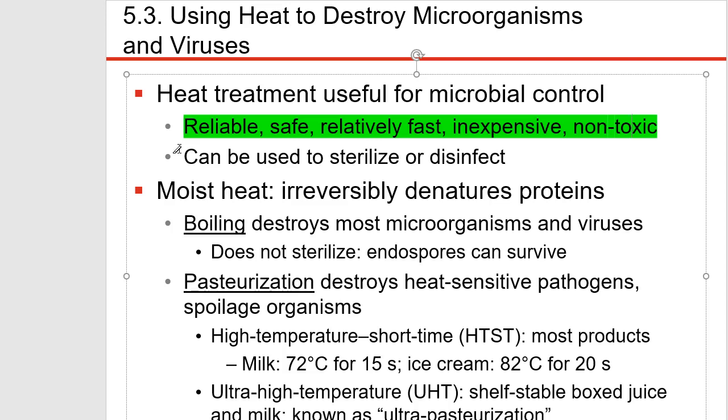So we have two types of sterilization that we want to talk about. We have moist heat sterilization and dry heat. So moist heat irreversibly denatures proteins.